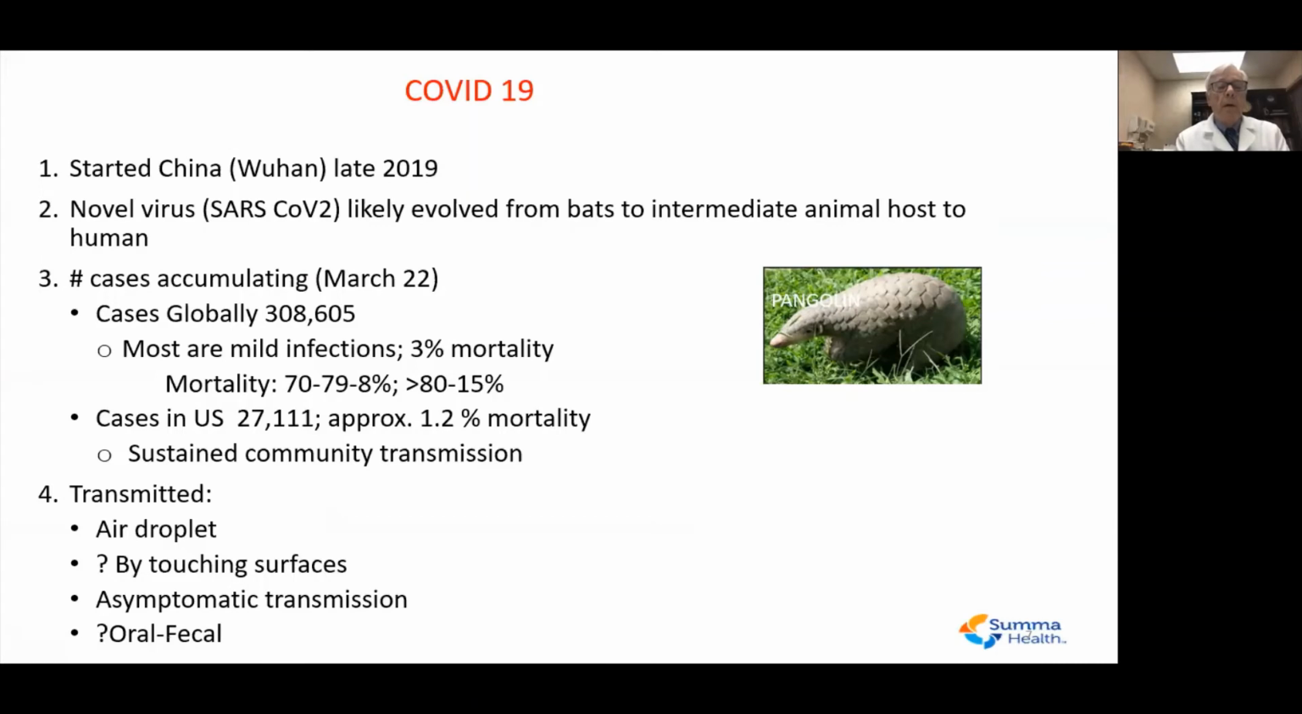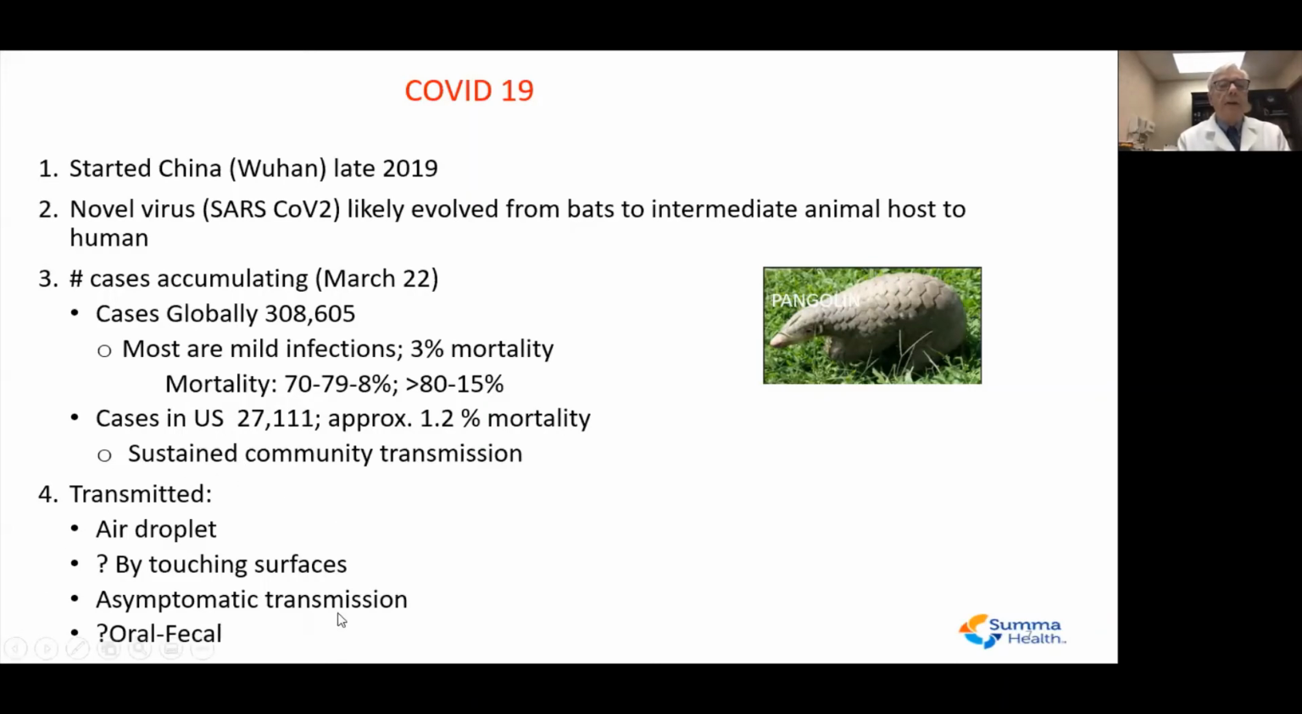Angela already said it evolves from bats, but it probably went to an intermediate mammal, and I'm showing you a picture of one that is a likely candidate. This is a pangolin, and these are animals that are eaten as delicacies, and maybe our representatives from Wuhan can tell us about this, and are sold in these markets in China. But at any rate, we know that the cases have accumulated. It's obviously a pandemic now. It's virtually everywhere in the world.